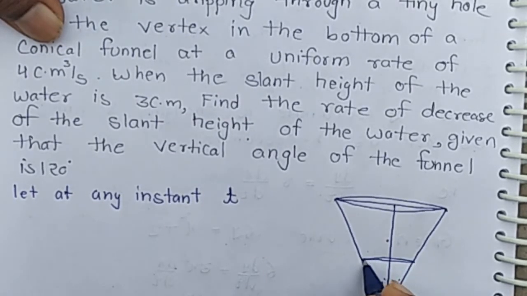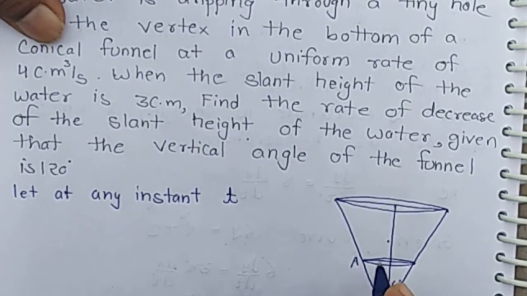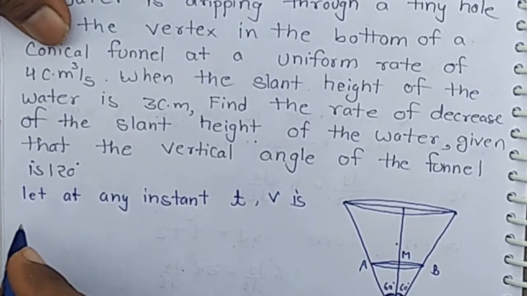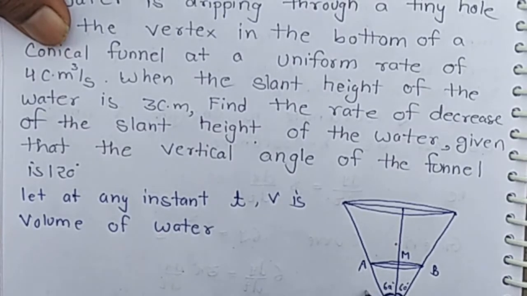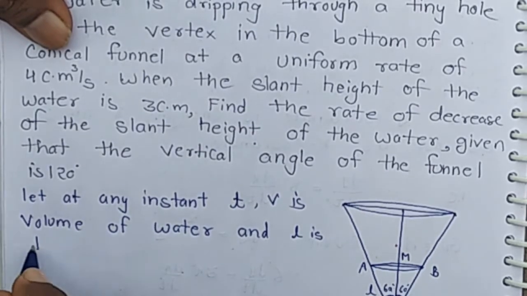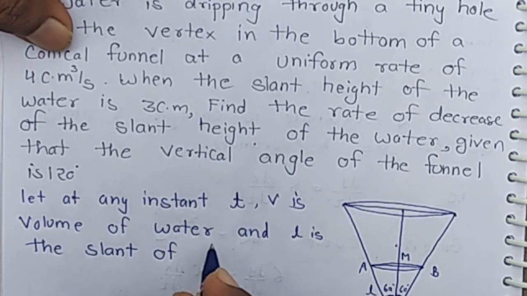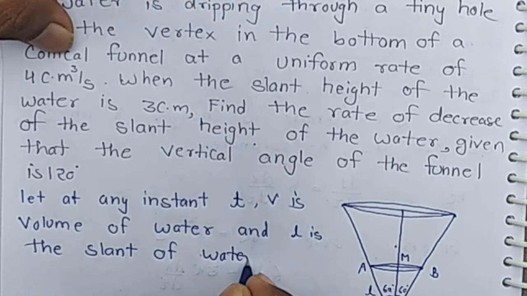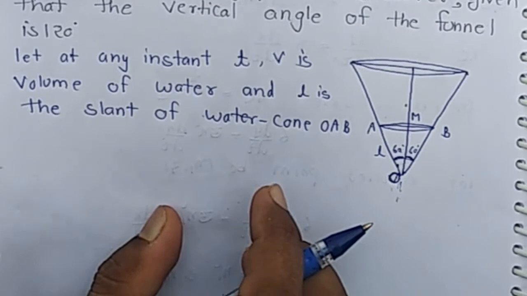Let at any instant t, the volume of water be given by this cone OAB. V is the volume of water at any instant, and L is the slant height of the water cone OAB.